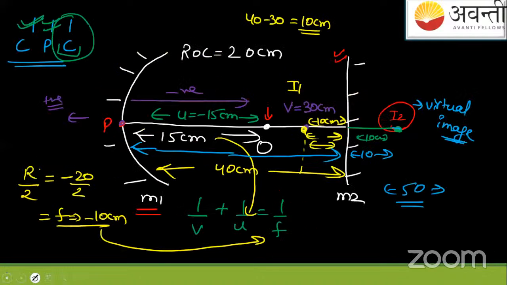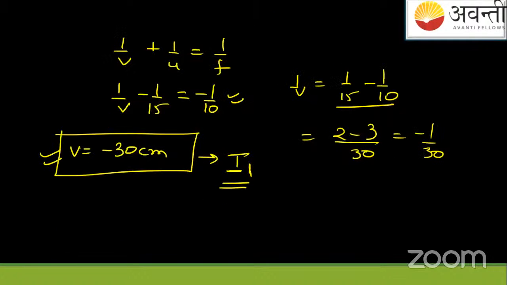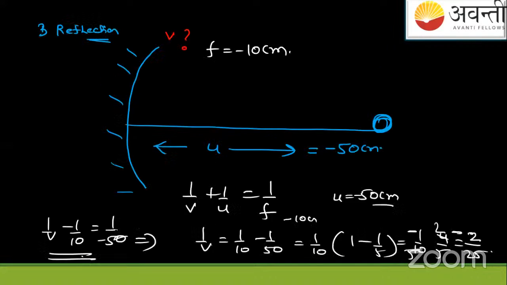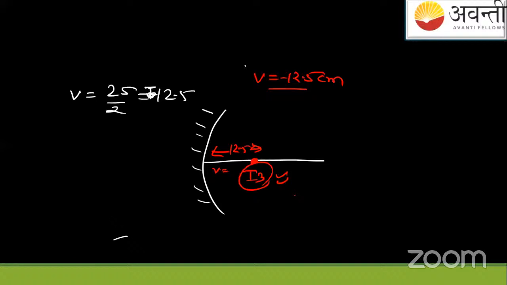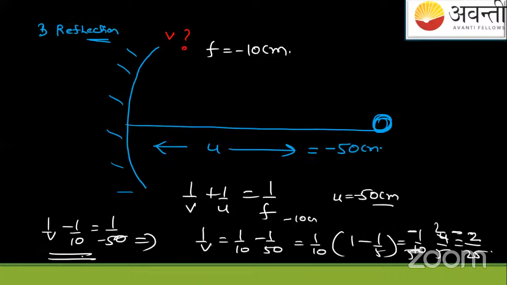I1 kitna hai? I1 is this. I1 is how much? It was 30 centimeters. Minus. This is what? 10 centimeters. I3 is how much? I3 is minus 30 centimeters. Okay, I hope it's clear. Okay, we got the 3 reflections and the answer.